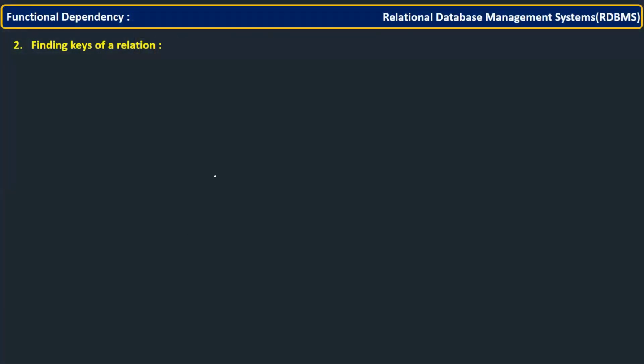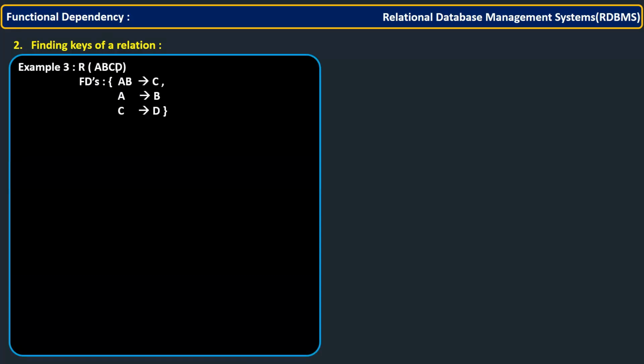Hi. So now let us see another example for finding the keys. Okay, so this is the example. In this table, we have 4 attributes and 3 FDs are given, functional dependencies. From this, let us try to find out all possible candidate keys.